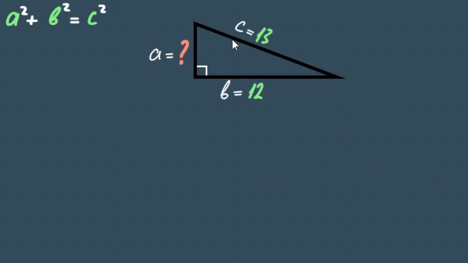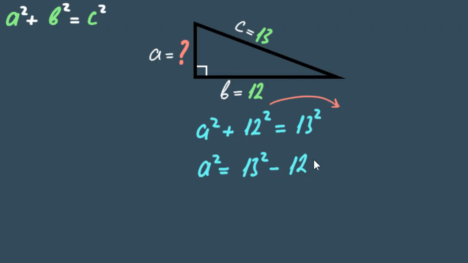We write down the Pythagorean theorem. 12 to the second power. We move it to the right side. 13 to the second power is 169. 12 to the second power is 144. Subtract. We get 25. And so the leg a will be equal to 5.